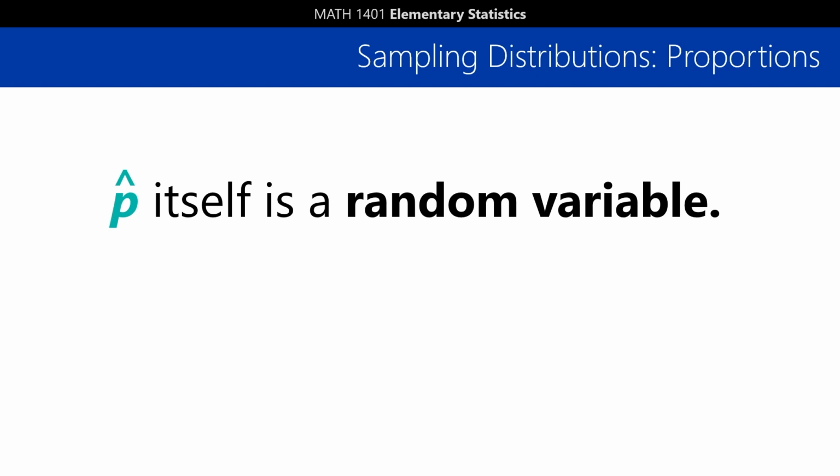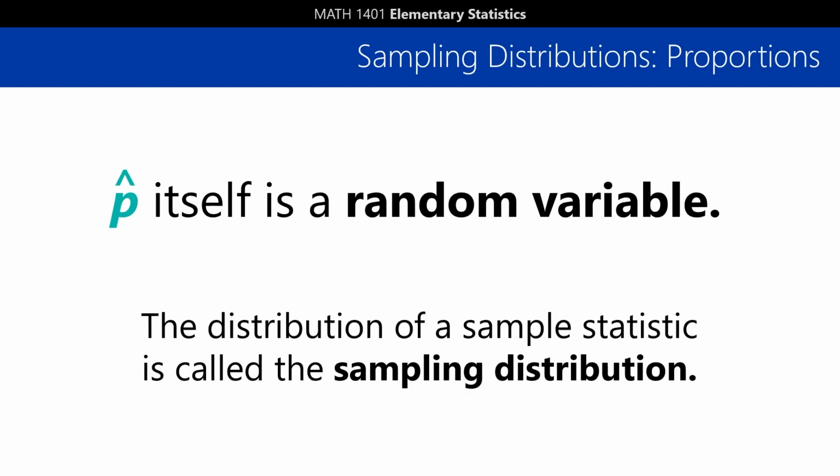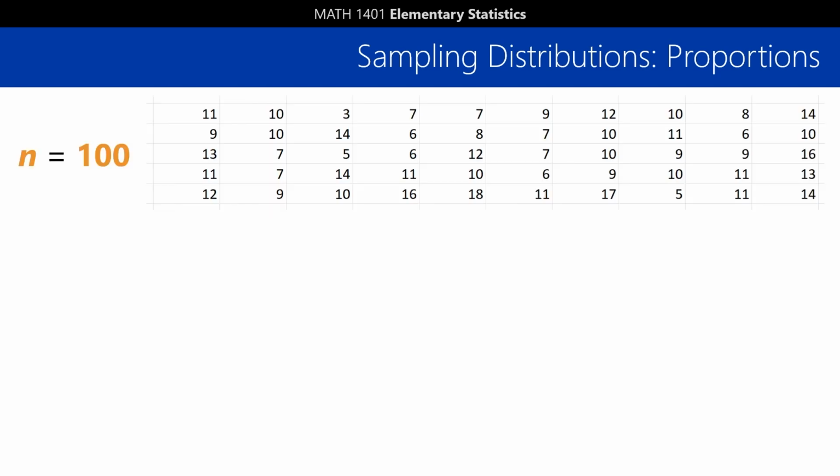Since taking samples is so important in statistics, it should come as no surprise that the distribution of a sample statistic, like P hat, is called by a special name. We call it the sampling distribution. Let's take a closer look at this sampling distribution.